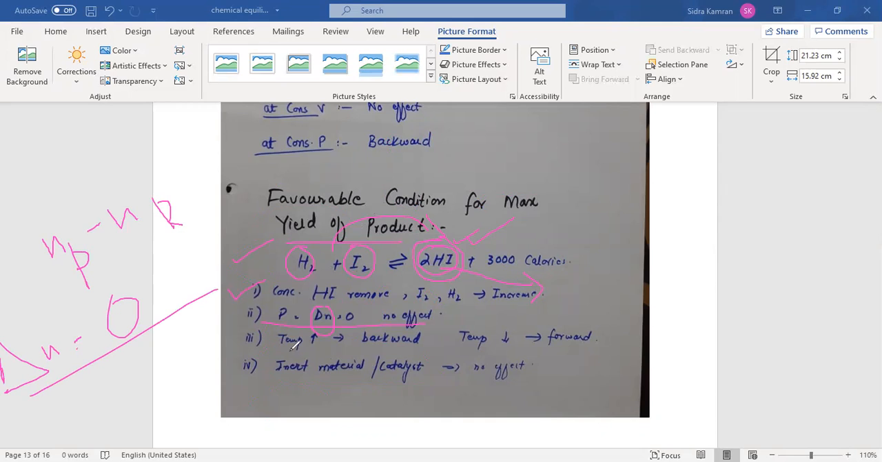If we increase the temperature, what will happen? It will move backward, because the backward reaction is endothermic. So if you increase the temperature, it will move towards the reactants. The last thing, addition of catalyst. Catalyst has no effect because both sides have the same number of moles. If one side has more moles and the other side has fewer moles, then we can say there is an effect of catalyst. If there is the same number of moles, then there is no effect of catalyst.